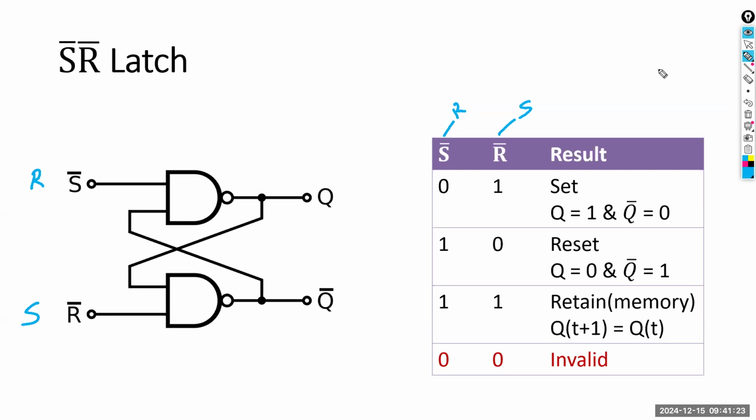And again, you must be able to explain yourself how this happens. Why is S bar 0, R bar 1 setting? Why is 1, 1 retain? Then 1, 0 reset, and 1, 1 retain, and why 0, 0 is invalid. Now you need to understand this using the NAND gates truth table.